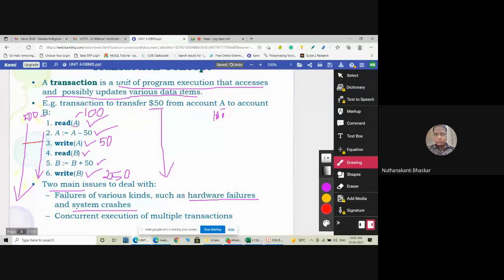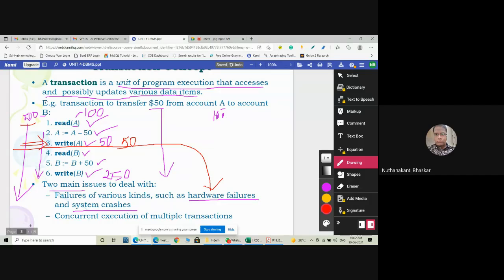Suppose it happens after the third task, meaning after read A, A equal to A minus 50, write A. In this case, A contains $50 and B already has $200. Now $50 has been deducted from A after this instruction. But after this instruction, maybe a hardware failure or a system crash happens, maybe some burning or a fire accident or anything else.